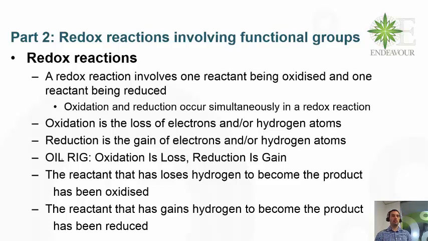And we saw that there was this handy way of remembering what's being oxidized and what's being reduced in terms of what's happening. So OIL RIG tells us that oxidation is loss of hydrogen atoms, whereas reduction is gain of hydrogen atoms. So to work out which reactant is being oxidized, look at the reactant and look at it on the product side, and then work out whether it's gained or lost hydrogen atoms. So the one that's lost hydrogen atoms will be the one that's been oxidized, whereas the reactant that's gained hydrogen atoms to become its product will be the one that's been reduced.